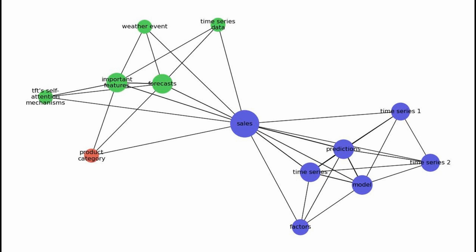Explaining model predictions. TFT's interpretability features can help users understand why the model is making certain predictions. This can be useful for debugging the model and for gaining confidence in its predictions. For example, a TFT model might provide an explanation for why it predicts that sales of a particular product will increase in the next month, based on the factors that it has identified as being important.